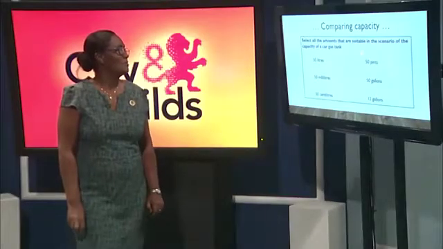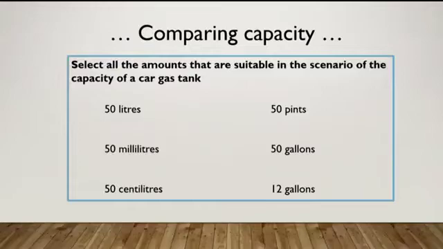All right, let's continue some comparing. Select all the amounts that are suitable in the scenario of the capacity of a car gas tank. You might never have seen one, but you could maybe visit your school and go to the auto section and see if you could see that. But let's talk about that. 50 liters. If you look at the details for a car, it will tell you that 50 liters is about what a car would hold when full. So that's a correct answer. Remember, capacity means how much when full.